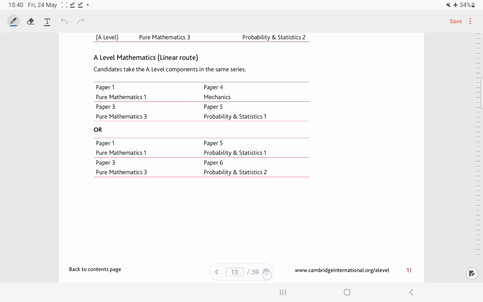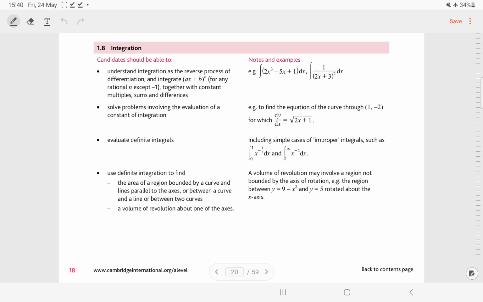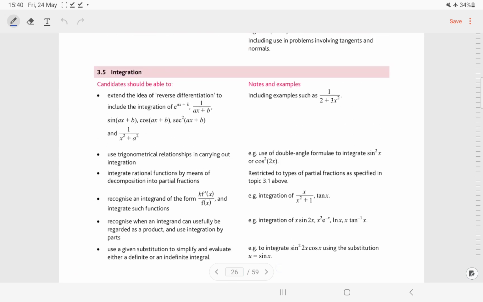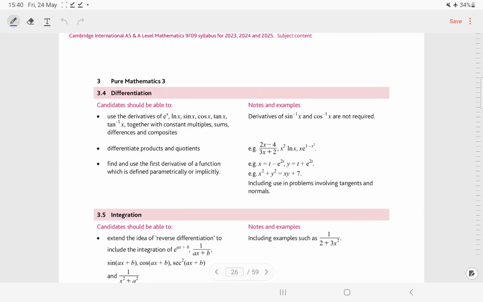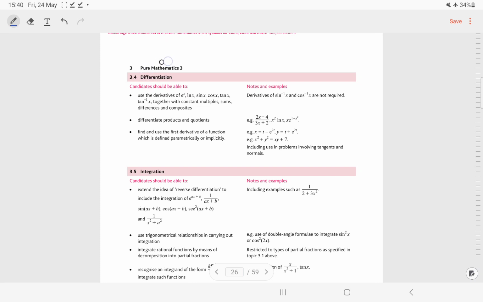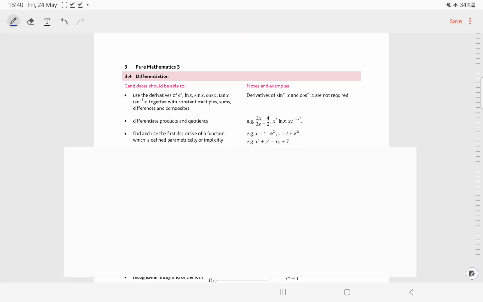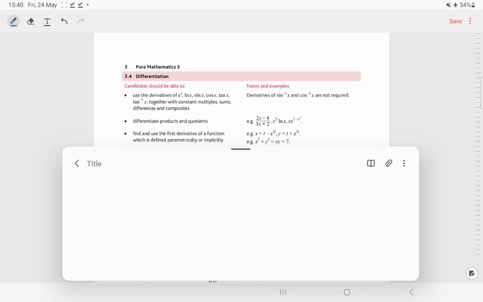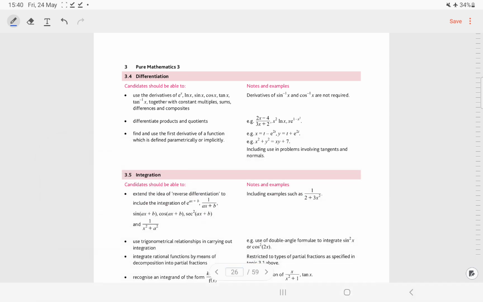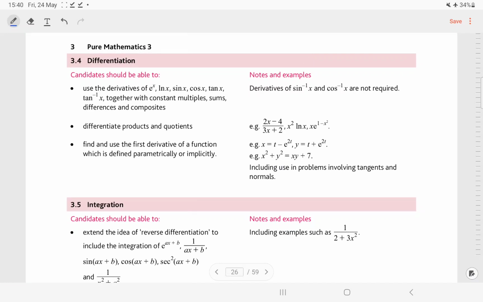We're going to go to page 21, it's page 26. Paper 3, pure mathematics 3, and we are doing differentiation. I want you to see how small it is. Look at how small it is. Sorry for this. Look at how small it is. It is very, very small.